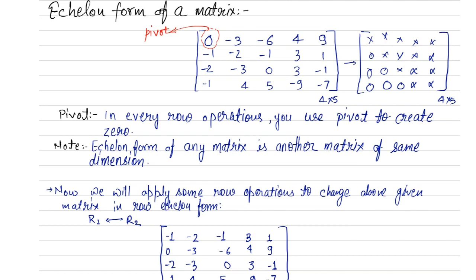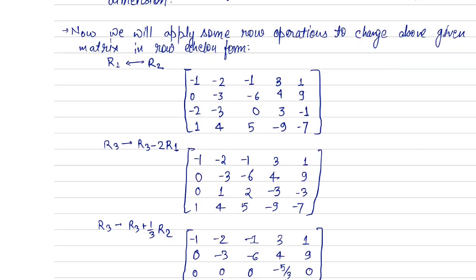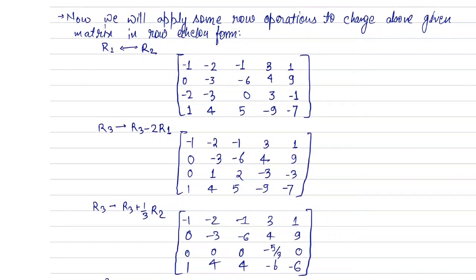And a note is written here that the echelon form of a matrix is nothing but another matrix of the same dimension. So the dimension of the echelon form is the same. You can see from here that we are not changing the dimension of the matrix. We are only converting some of the places into 0, that is, these places to 0. So that does not change the matrix dimension. Now we will discuss, using an example, how we can convert any matrix into row echelon form.